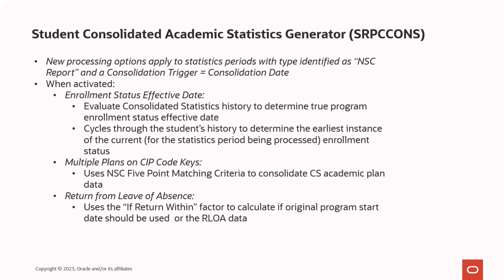If the multiple plans or zip code keys option is activated, the process will use NSC 5-point matching criteria to consolidate CS plan data when multiples are found on a student's record. Finally, the return from leave of absence option will use the original program start date of a student's return from leave of absence if that return date is within the specified number of days.